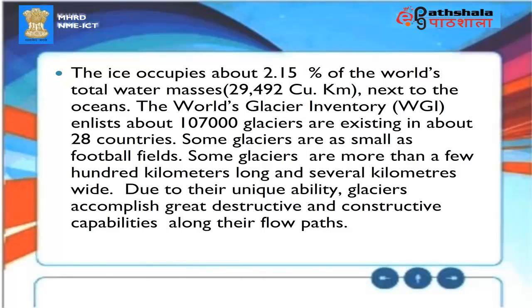The ice occupies about 2.15% of the world's total water masses, 29,492 cubic kilometers, next to the oceans. The World Glacier Inventory, WGI, enlists about 107,000 glaciers existing in about 28 countries. Some glaciers are as small as football fields. Some glaciers are more than a few hundred kilometers long and several kilometers wide. Due to their unique ability, glaciers accomplish great destructive and constructive capabilities along their flow paths.